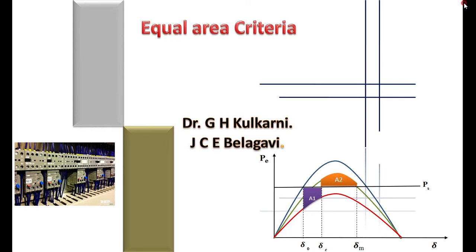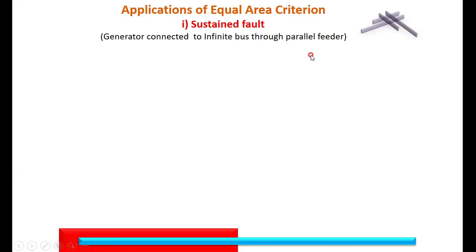Application of equal area criteria. Under the application of equal area criteria, first we'll see what happens when there is a sustained fault. That is, which is tested for a generator which is connected to an infinite bus through a parallel feeder. I am taking this as one of the applications of equal area criteria.